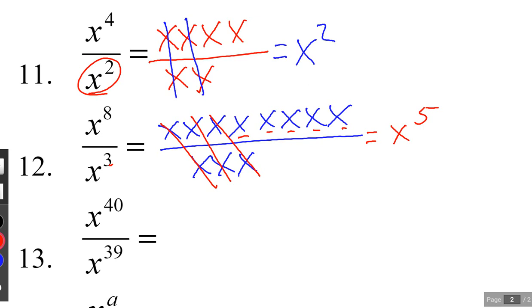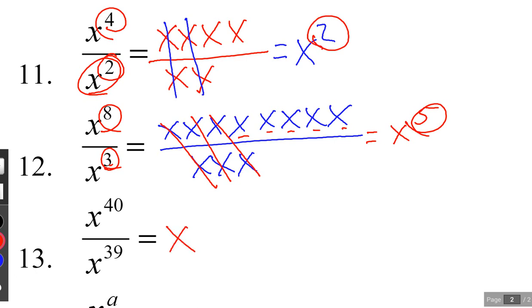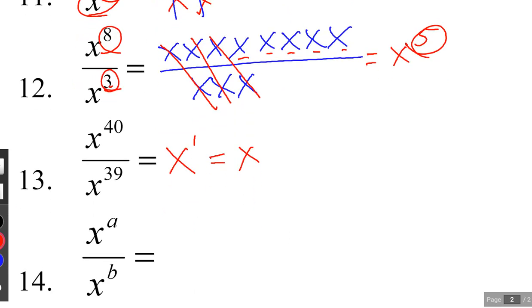What's the pattern? What did I do to an 8 and a 3 to get the 5? What did I do to the 4 and the 2 to get a 2? Which is just plain old x. I just subtracted the exponents. So that means it's x to the a minus b.